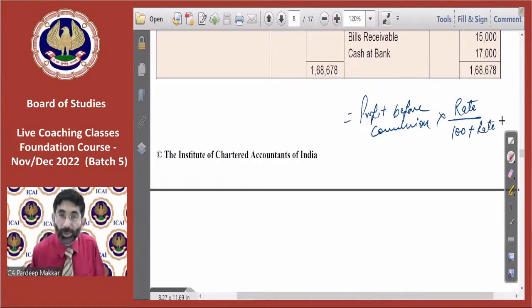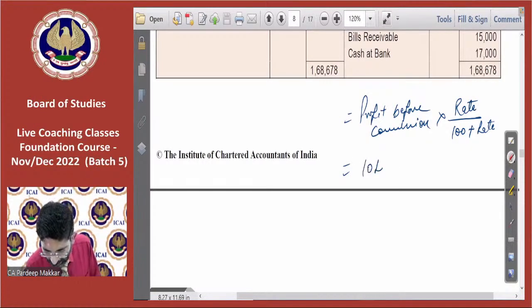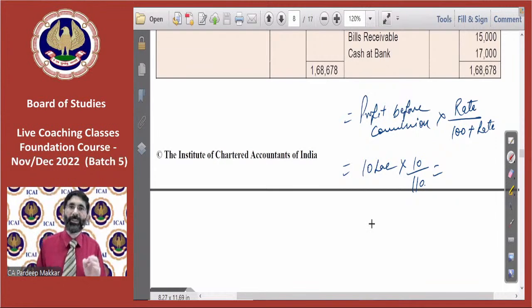If he says we have to give commission of 10% on profit, then you have to calculate profit. Whatever the profit is, assume it is 10 lakh. Commission is not yet entered. So you will have to calculate the profit and do 10% on it. Then 10 by 110. Whatever it is, that will be the commission that will be entered in the debit side of your P&L account. And whatever is the balance, that will be your final net profit.